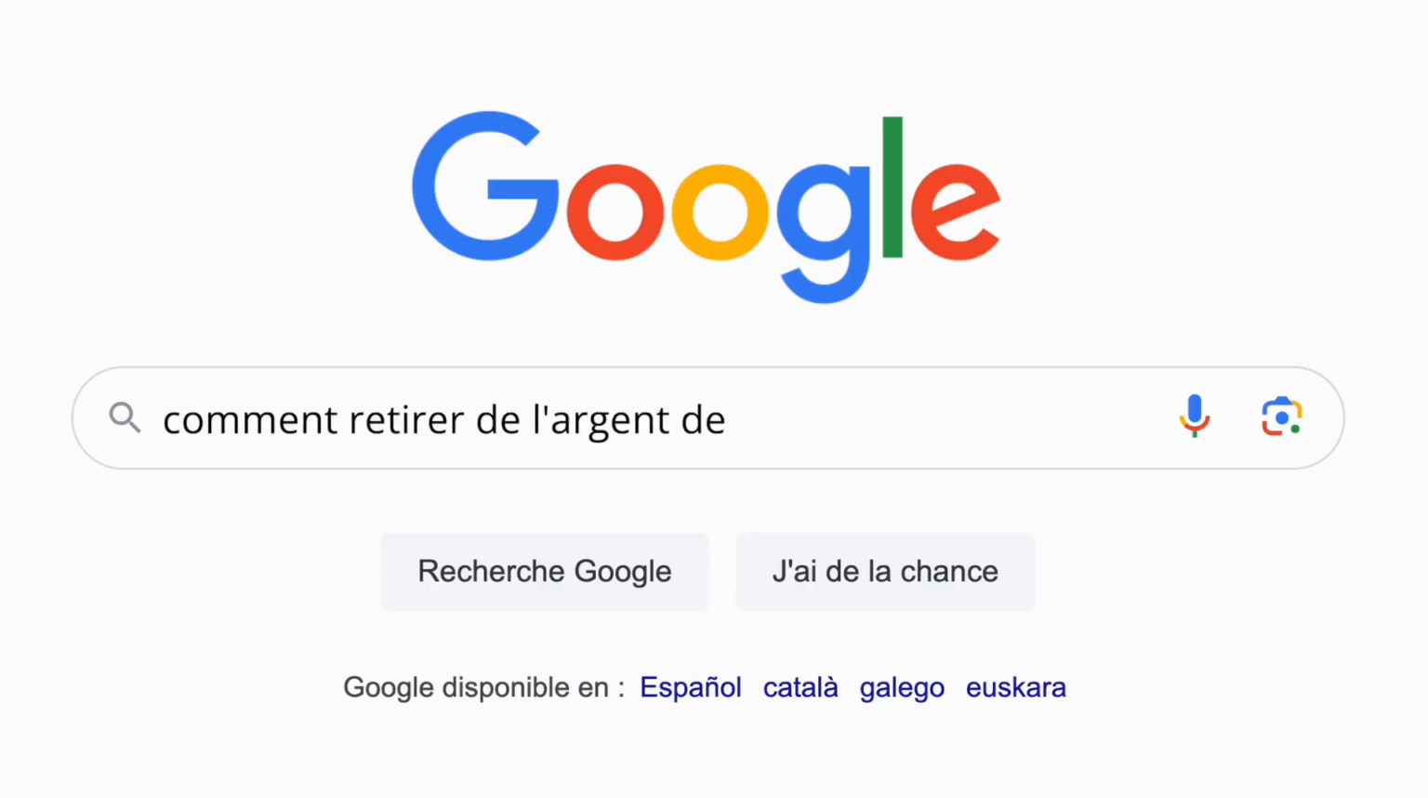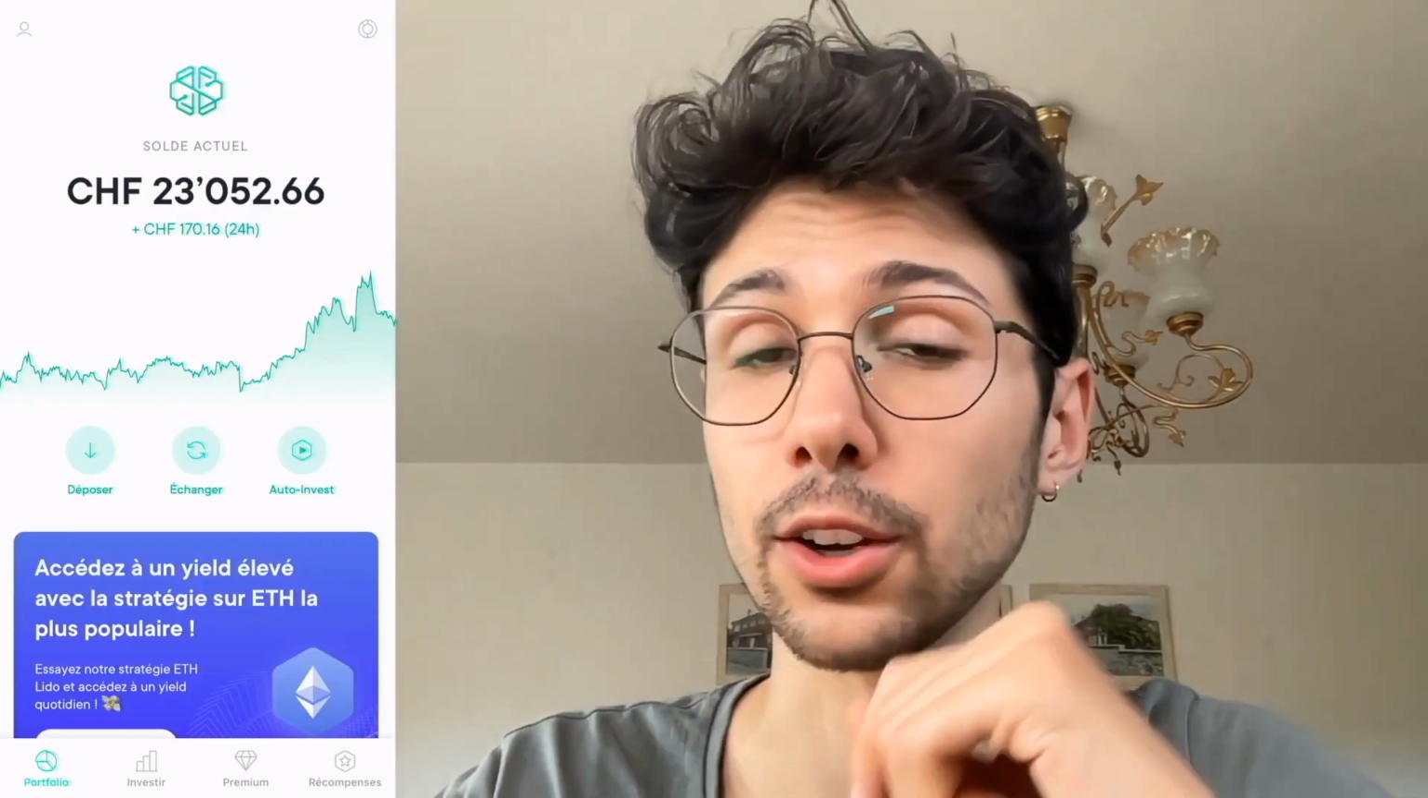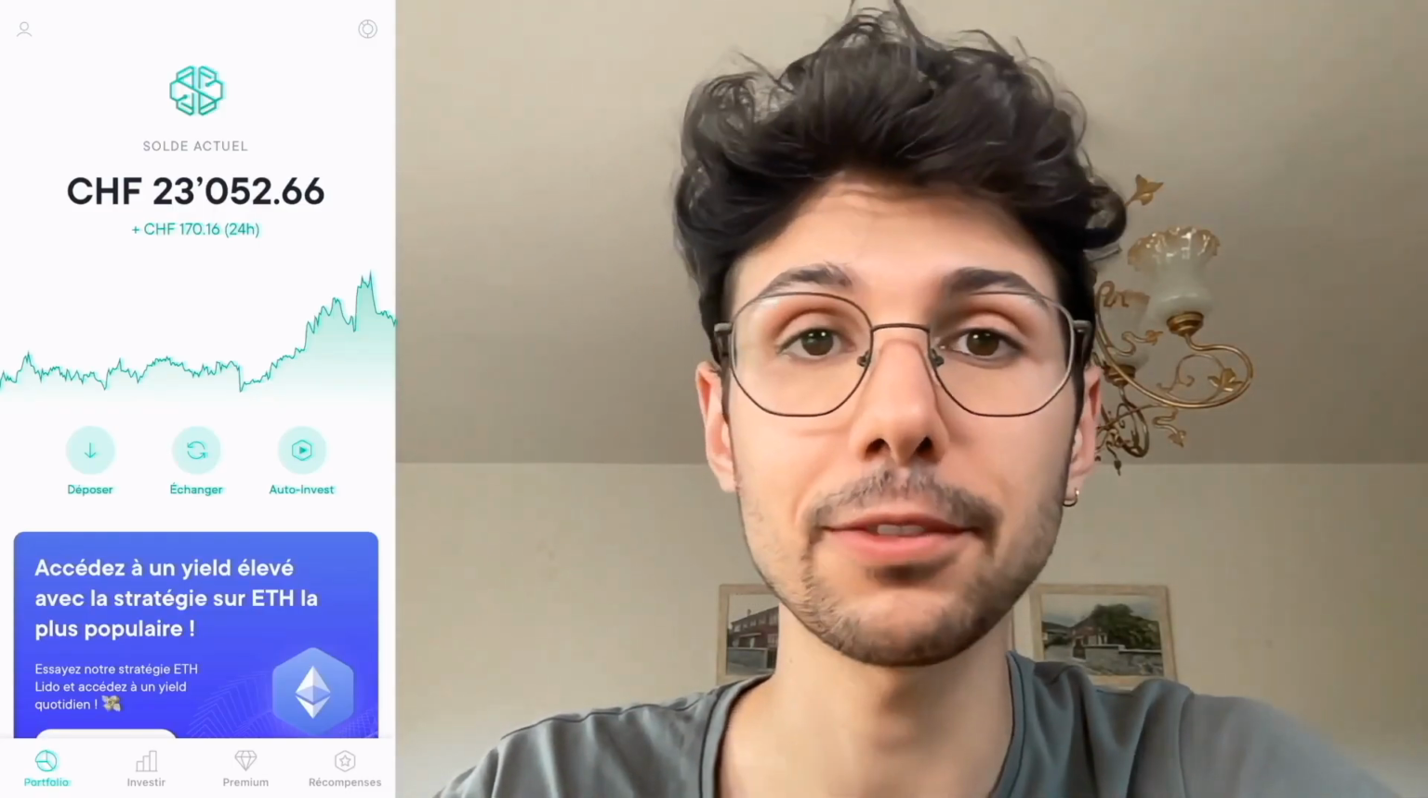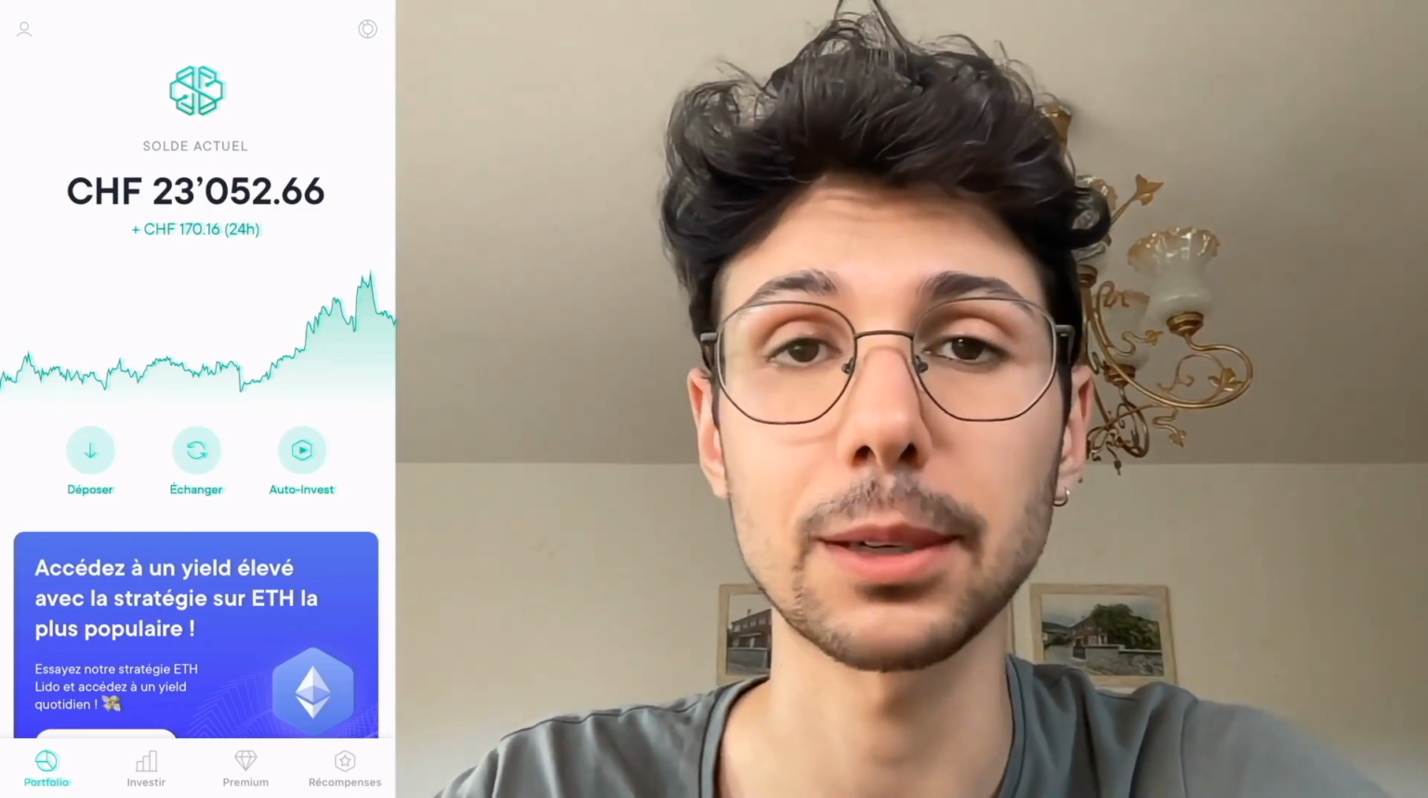How to withdraw money from SwissBorg. So this is really one of the major assets of SwissBorg. It is very easy to transfer money once you have sold your cryptos on your bank account.